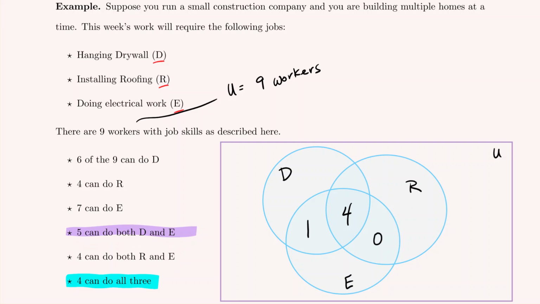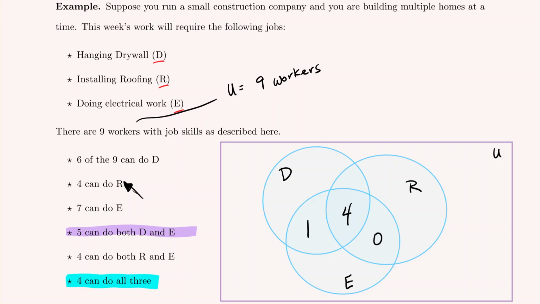Now we notice we weren't given direct information about the number of individuals who can do drywall and roofing. There was no "so many can do both drywall and roofing." So what that means is we'll be able to figure out that information if we carefully look at the rest of the information that's given to us. So let's look. 6 of 9 can do drywall, 4 can do roofing, 7 can do electrical. If you have missing pieces, always go to what has the lowest number because that will probably be the easiest to account for. The roofing.